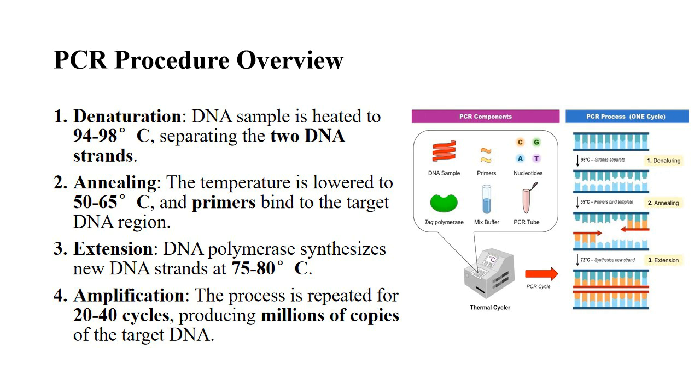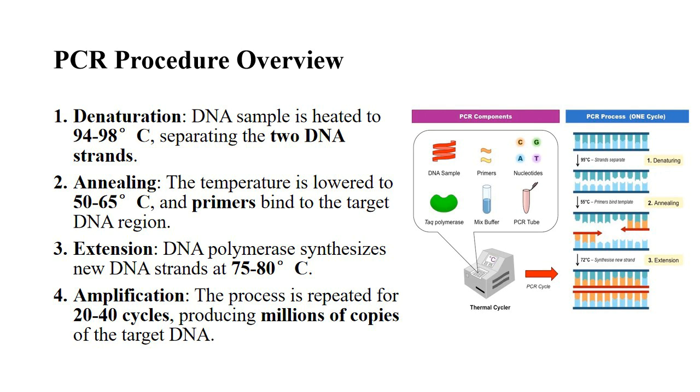Steps of PCR: Denaturation. The DNA sample is heated to around 94 to 98 degrees Celsius to break the hydrogen bonds between the two DNA strands, creating single-stranded DNA. Annealing. The temperature is lowered to around 50 to 65 degrees Celsius so that short DNA primers can bind to the specific regions of interest on the single-stranded DNA.